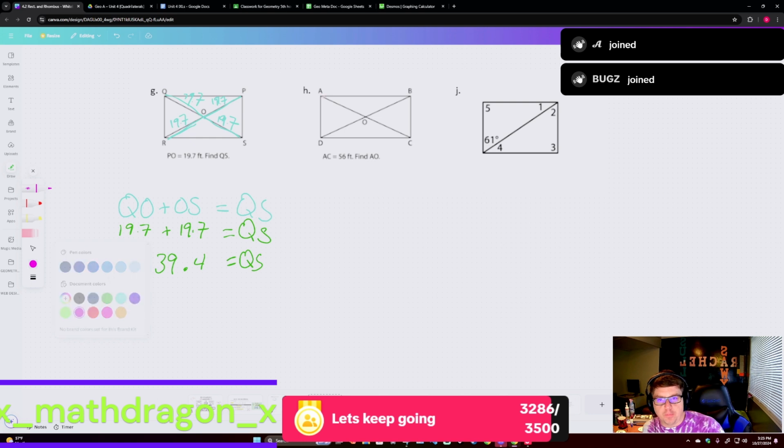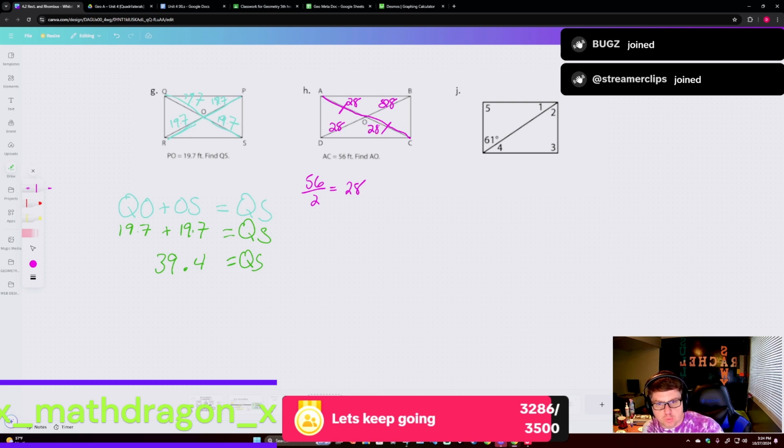AC. So from A to C is 56. So 56 divided into 2 equal parts, because I've got a part here and a part there, is going to be 28. So each of these is 28. Okay, find AO. Well, we just did. So AO equals 28. We just have to cut it in half. Okay, now if we know, once again, we have a rectangle.